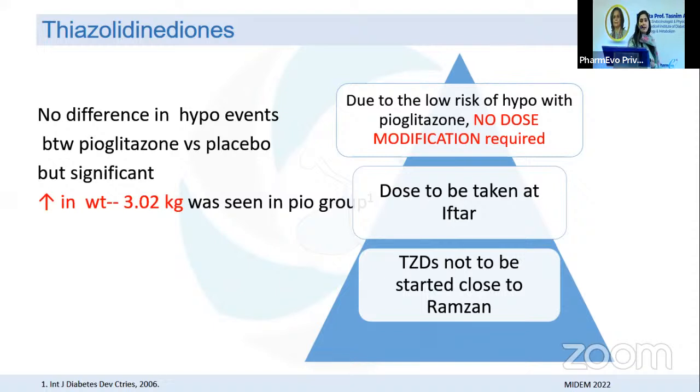However, one thing very important, TZDs should not be started very close to Ramzan. They take at least 3 months to act and then achieve the ideal HbA1c. So it is important not to start TZDs very close to Ramzan, and they should be optimized at least 8 to 12 weeks before. However, no dose modification is required in those who are already doing well with good HbA1c control.